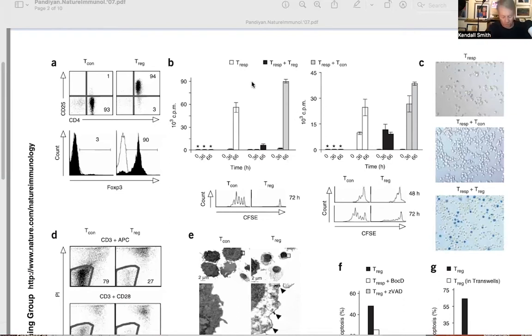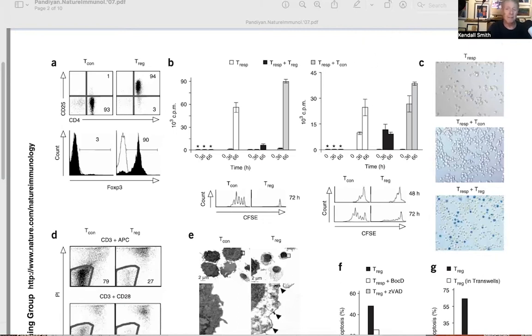This is activation with anti-CD3 and antigen-presenting cells. And this is anti-CD3 and anti-CD28, an alternative way without the antigen-presenting cells, but with the co-stimulatory molecule CD28.